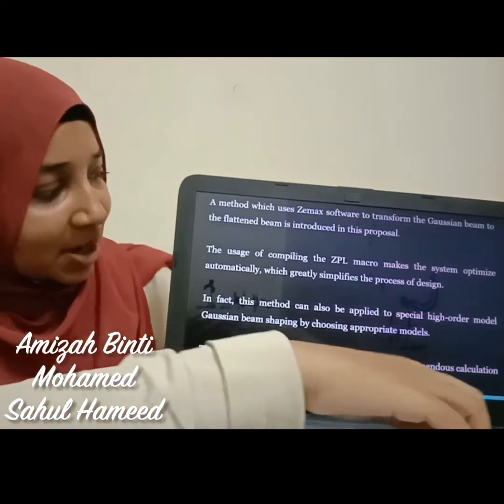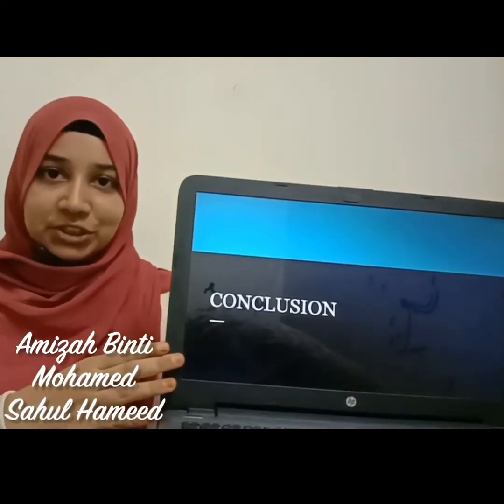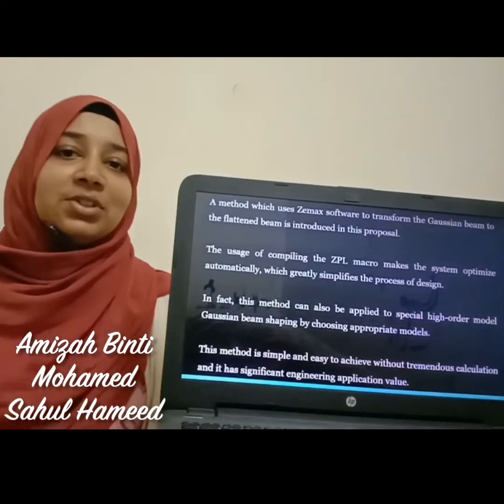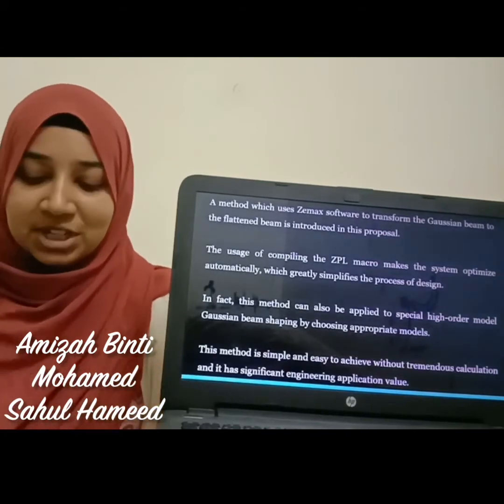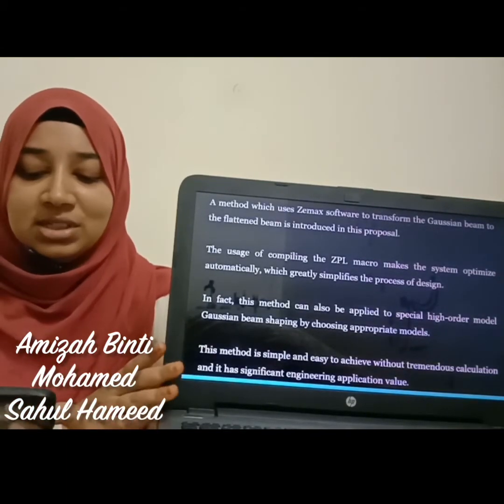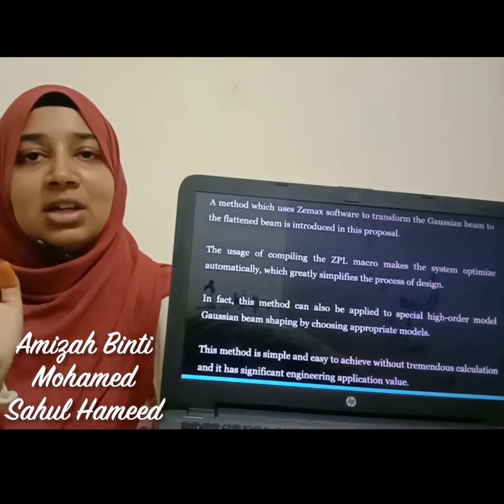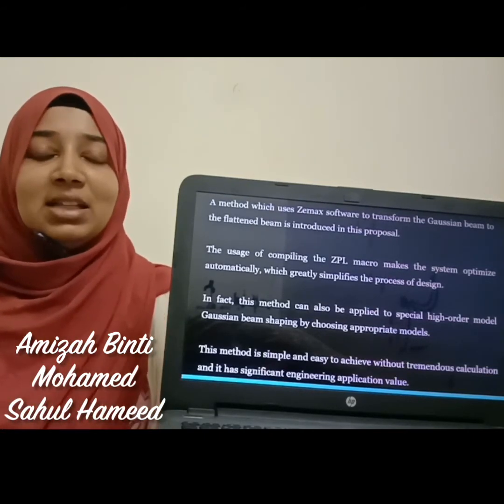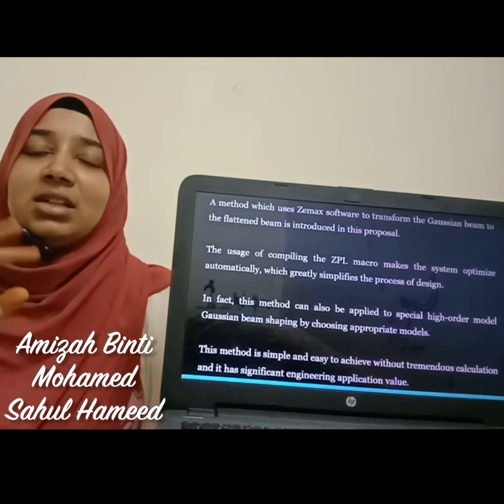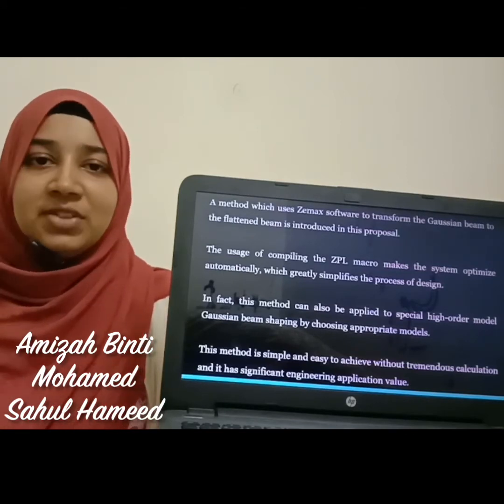Okay, so my part, I'll be presenting the conclusion. So what I can conclude from this project is the method that we use in this Zemax software to transform the Gaussian beam is by flattening the beam. It is by using the method approach of aspheric lens.